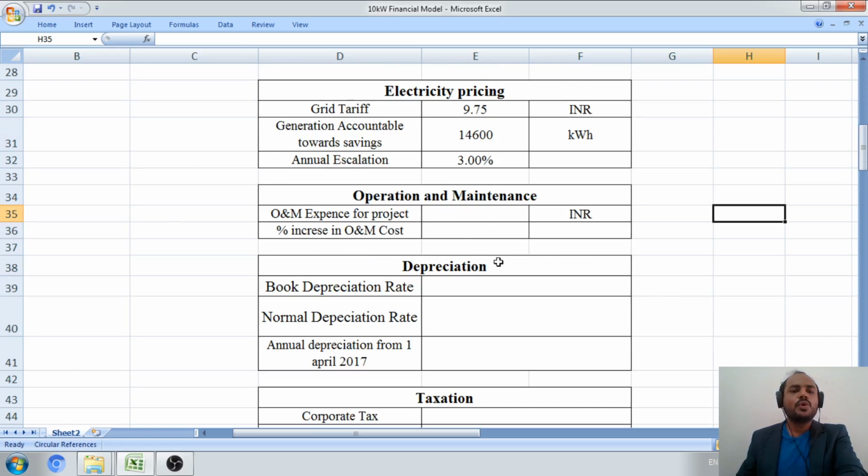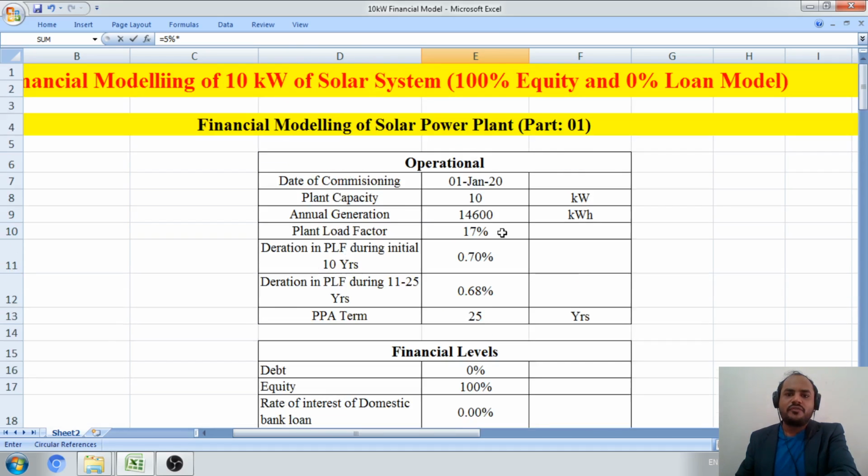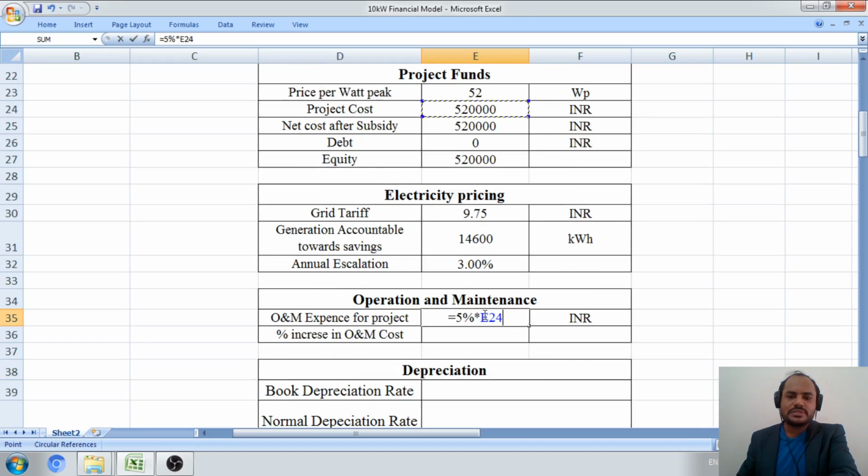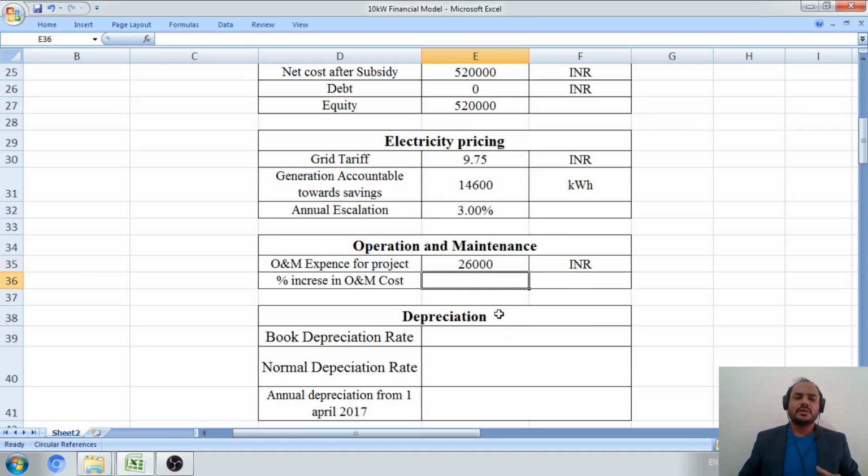The next parameter we are going to consider is operation and maintenance. Generally, operation and maintenance is taken as 5% of the capex cost. So I am writing 5% of the overall capex cost, which is 5,20,000 rupees, the project cost, and entering it here. So the operation and maintenance expense for the project is 26,000, which is 5% of the capex investment.